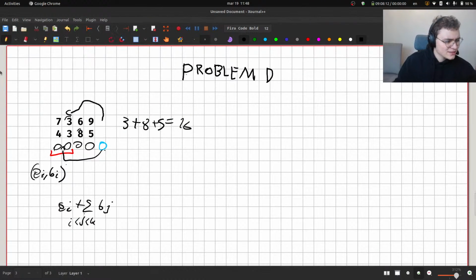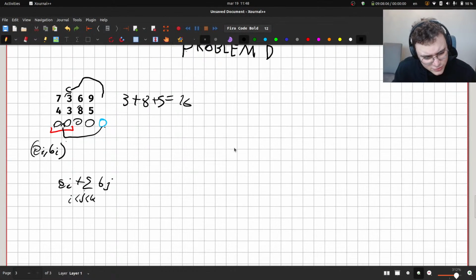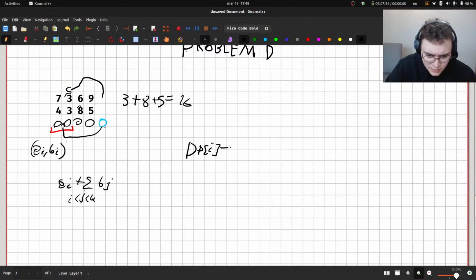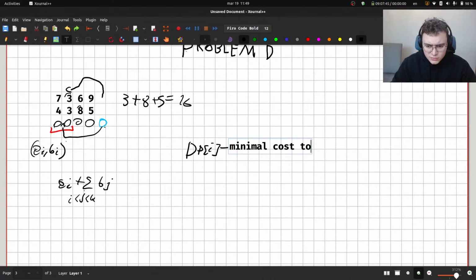So I think there are probably some easier solutions than mine, but mine is also good, and it's something you can use in many tasks. So we'll do dynamic programming, and the dp from I will mean the minimal cost to move.